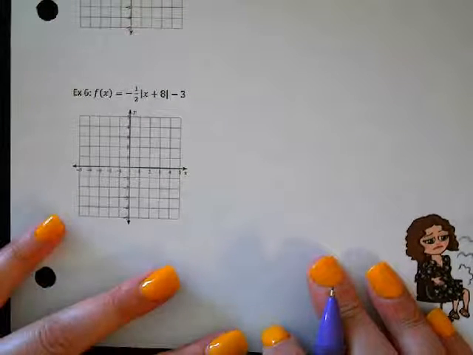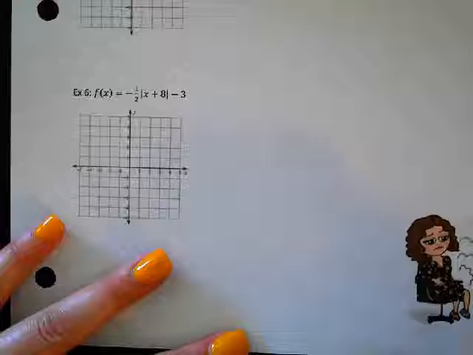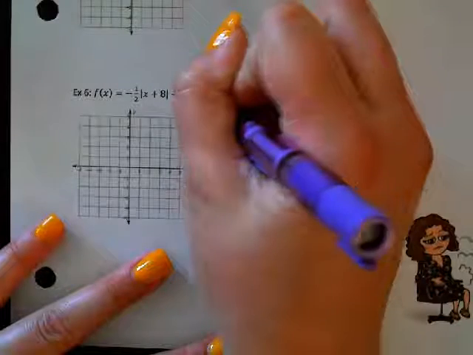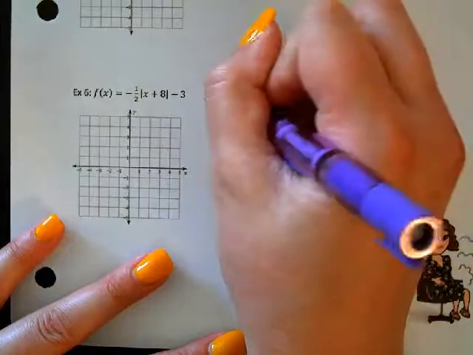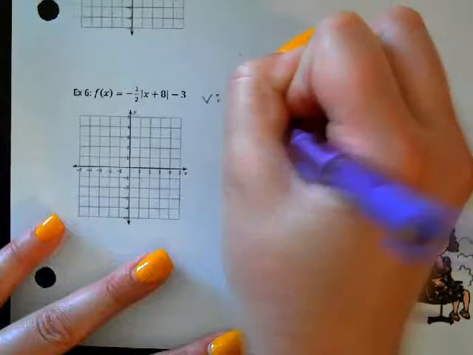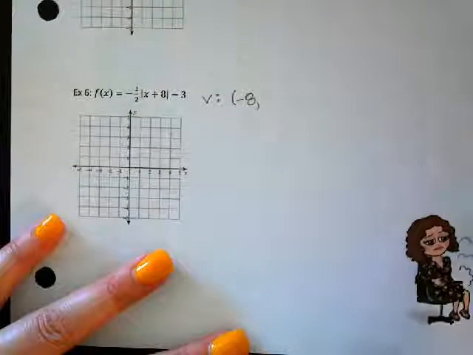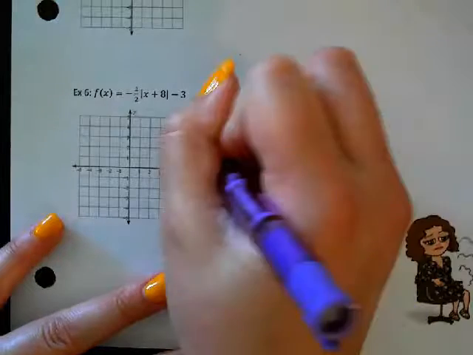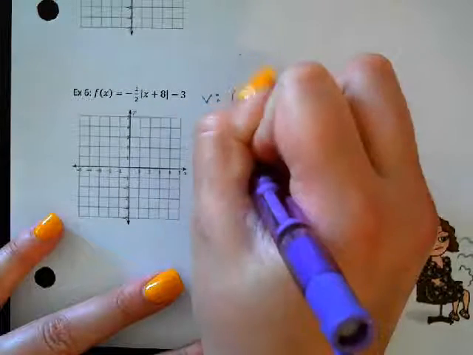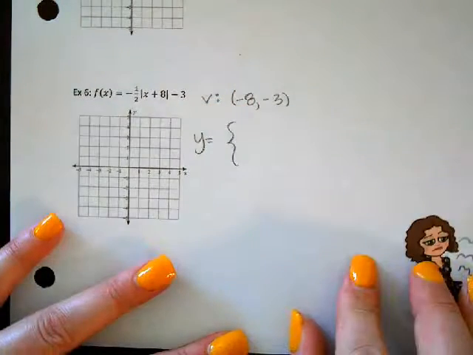So, what is the very first thing I should probably do? Yeah, find the vertex. Okay, so what's the vertex for example 6? -8. And then what was the other one? -3. Okay. All right, so I'm going to start writing my piecewise function.